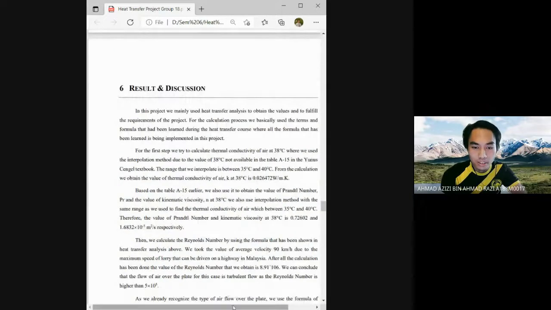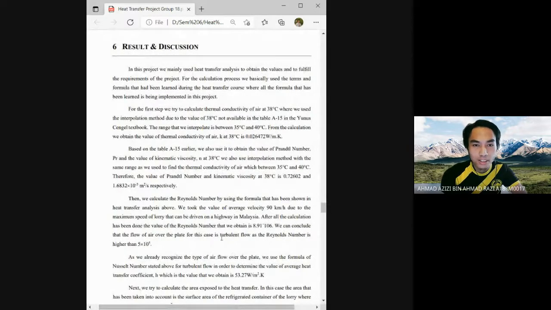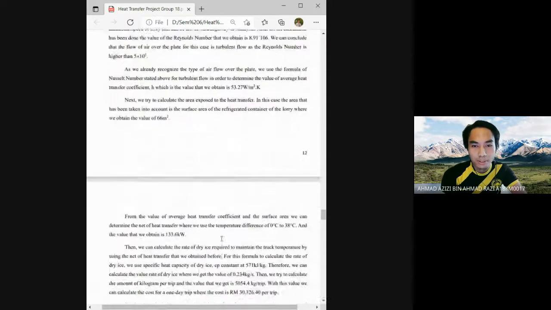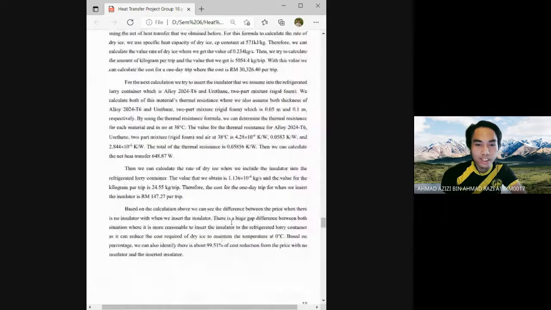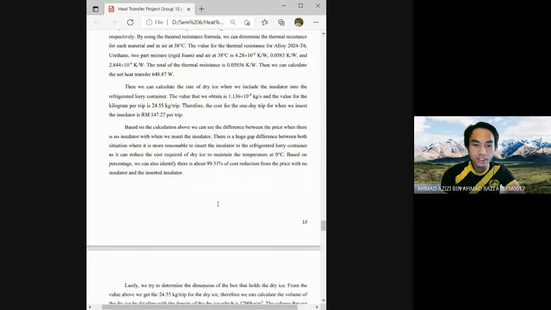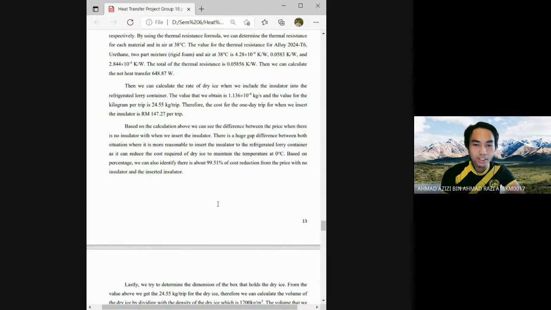Next, I will explain a little bit about this project. This discussion is about the analysis before, and what I want to discuss is the comparison between having an insulator or not. As we see above, there is a huge price gap. If we do not include the insulator, the cost per trip is around 30,000 ringgit, while if we include the insulator, it is only around 147 ringgit. It shows that including the insulator reduces a huge amount of cost and makes the per trip cost very cheap. So I think the insulator is a must for the lorry.